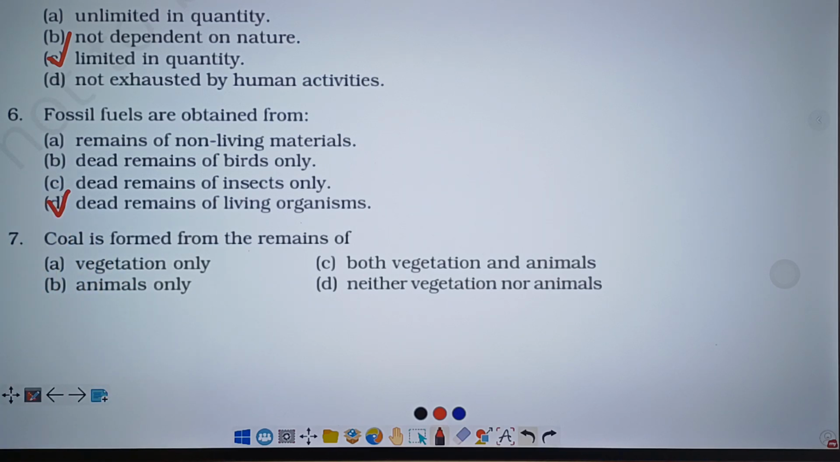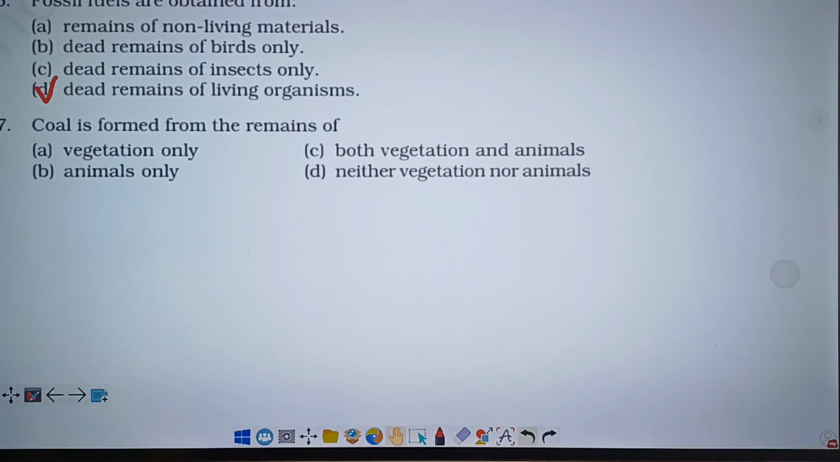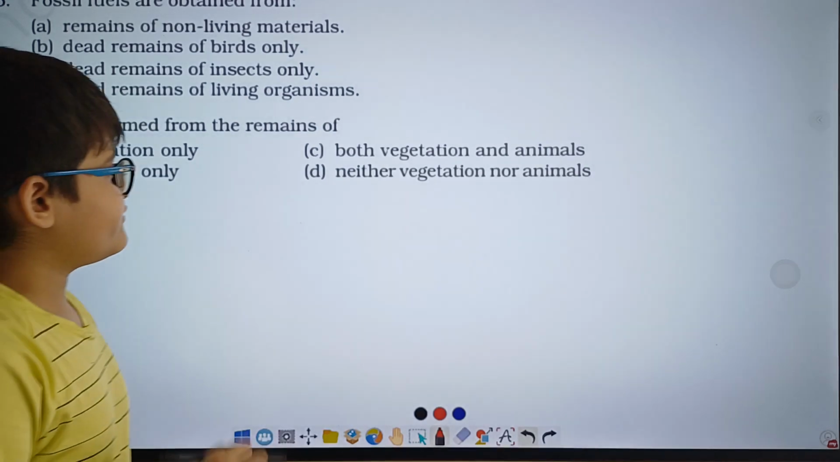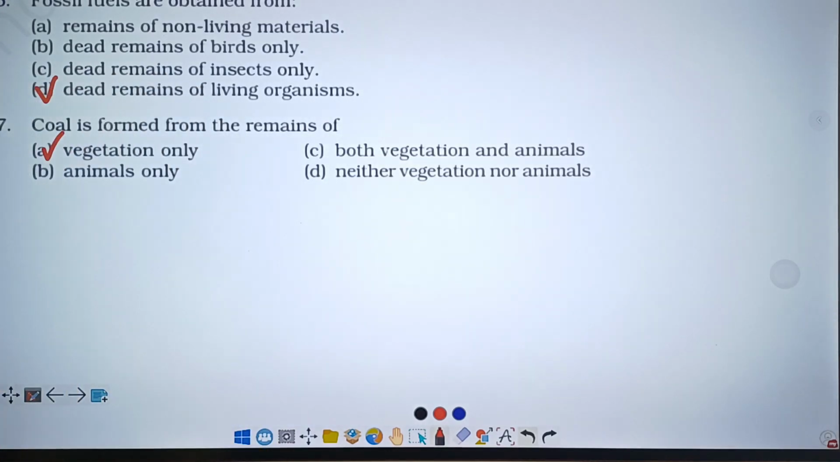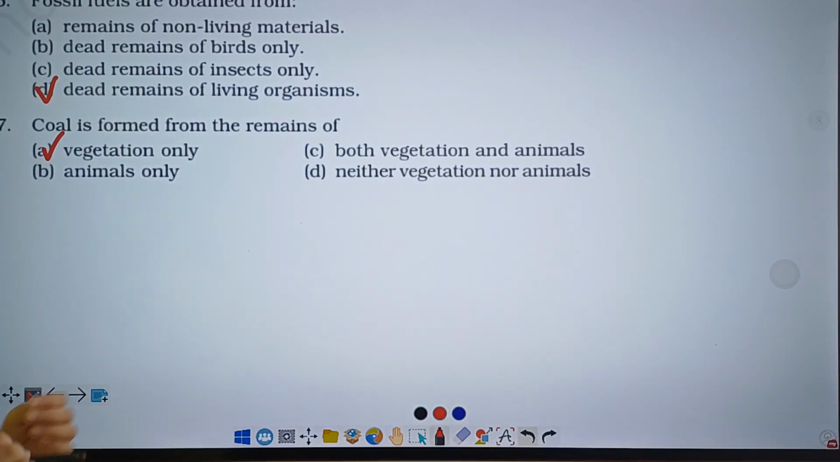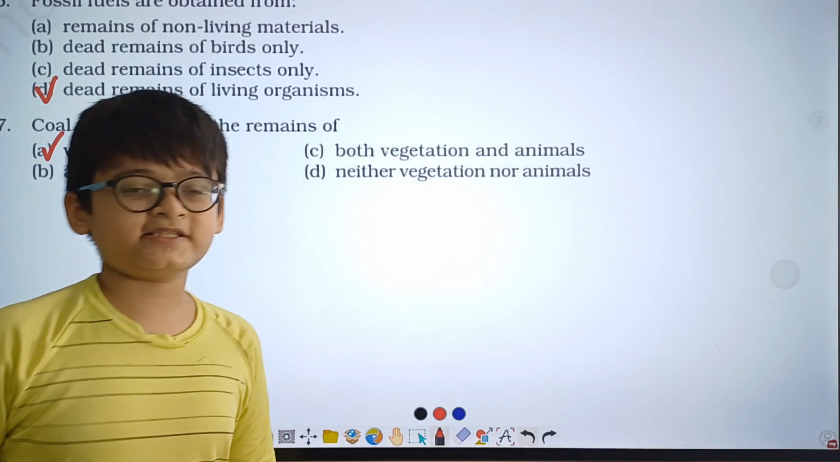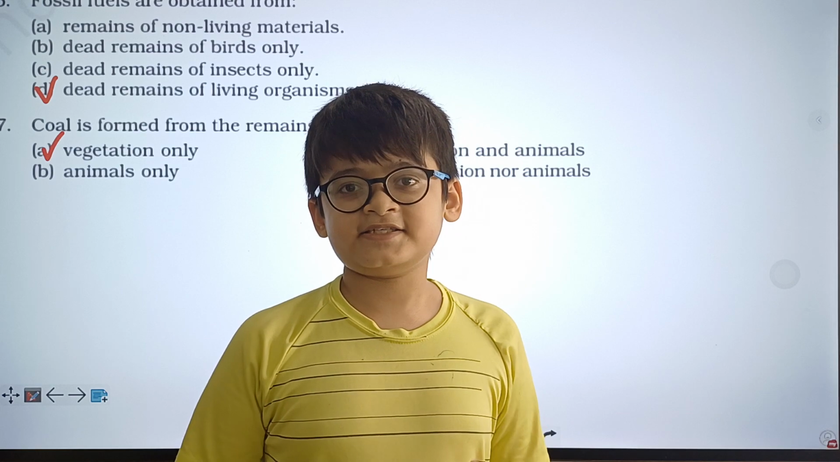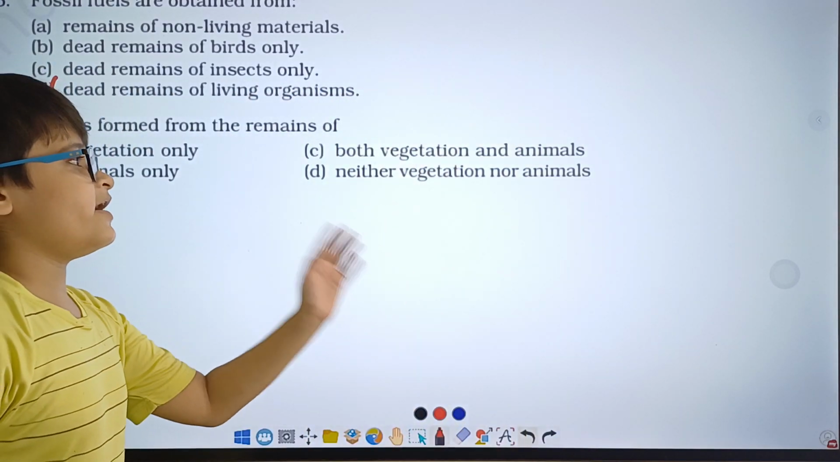Now moving on to question 7. Coal is formed from the remains of, and once again, here are the options. The correct answer will be vegetation only. Coal is not formed from animals. Coal is formed from vegetation only. Neither vegetation nor animals is not true, and both vegetation and animals would mean that it is formed from animals as well as vegetation, but it is only formed from vegetation such as forests, not from animals.